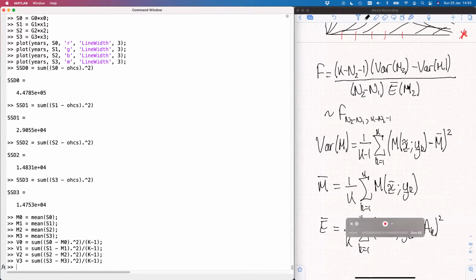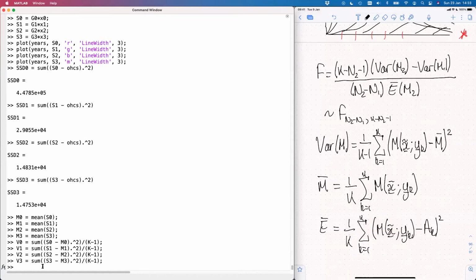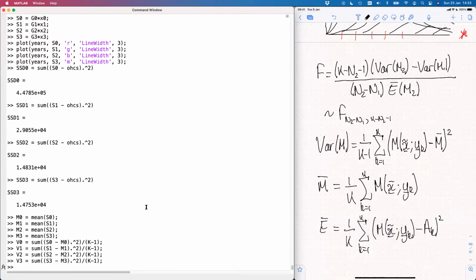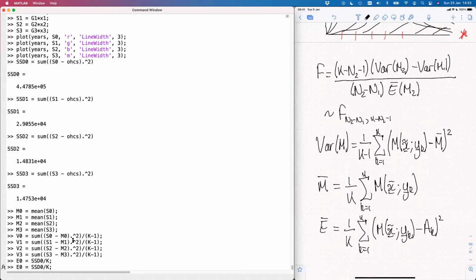Okay, so now we've got these variances at the top. We still need to compute this E bar here. This was the mean squared difference. Of course, we've already computed the sum of square differences, so the mean squared difference is simply these sums of square differences divided by k, the number of measurements. So E0 is sum of square differences 0 divided by k. And similarly for the others.